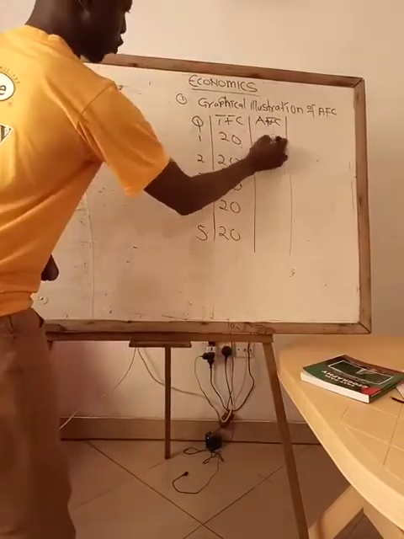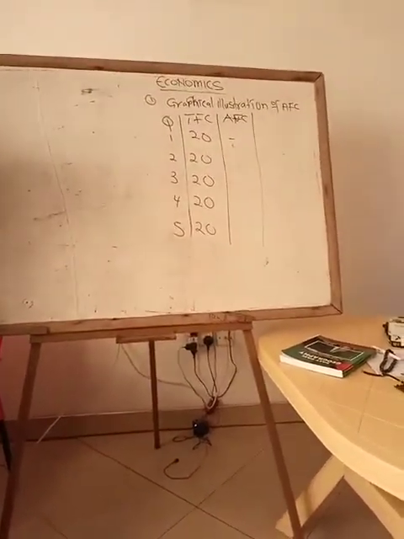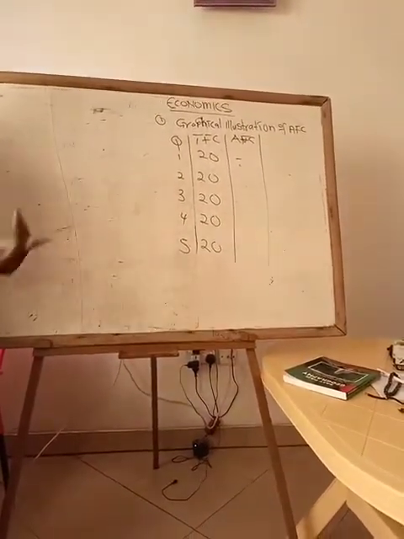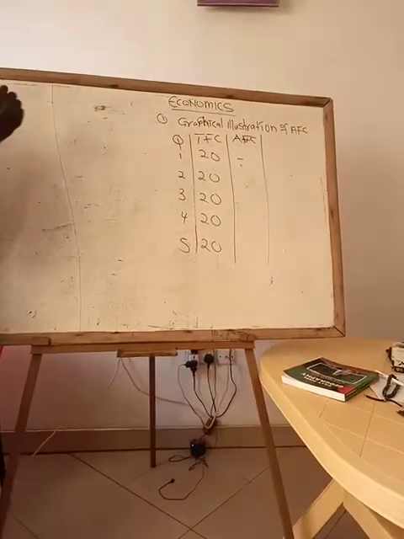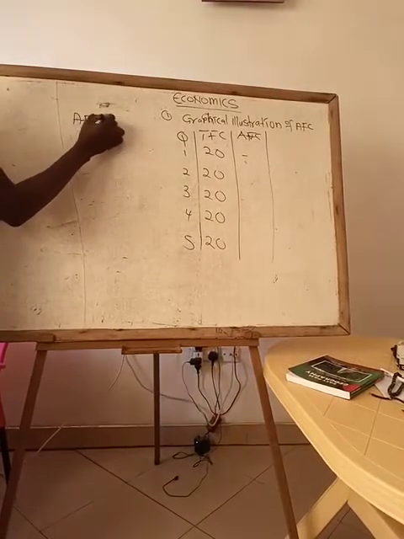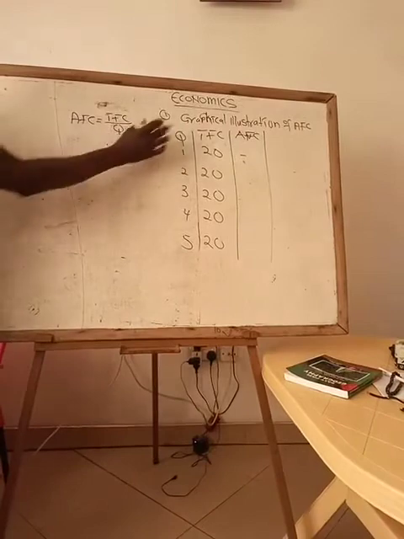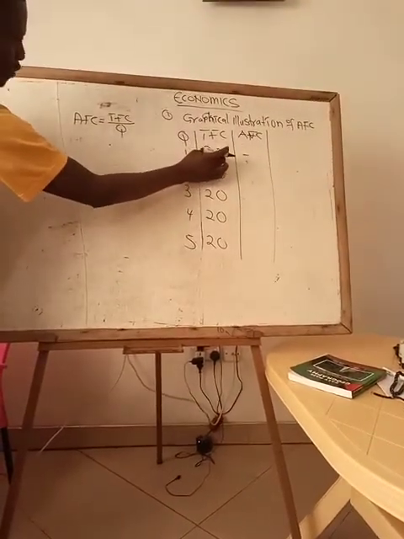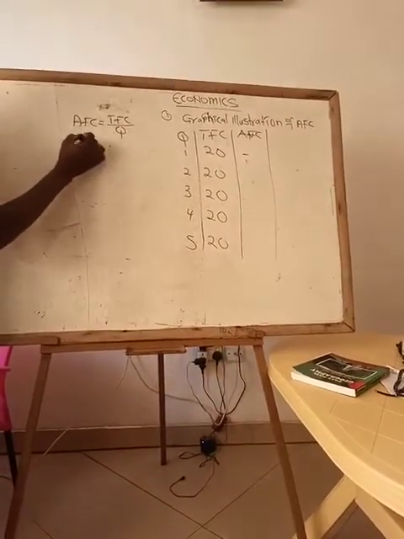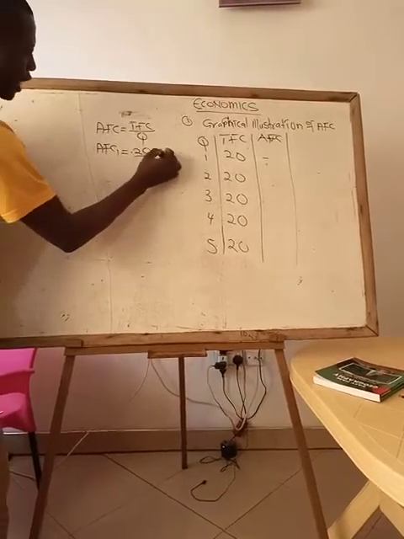So this is what we now want to do. I told you earlier that anytime we talk about average fixed cost, we are talking about the cost per unit output in terms of the fixed cost. Mathematically, average fixed cost is equal to total fixed cost divided by quantity. So you are going to divide the total fixed cost at each level by the output level of that level. So average fixed cost 1 is equal to 20 over 1. That will give us 20.